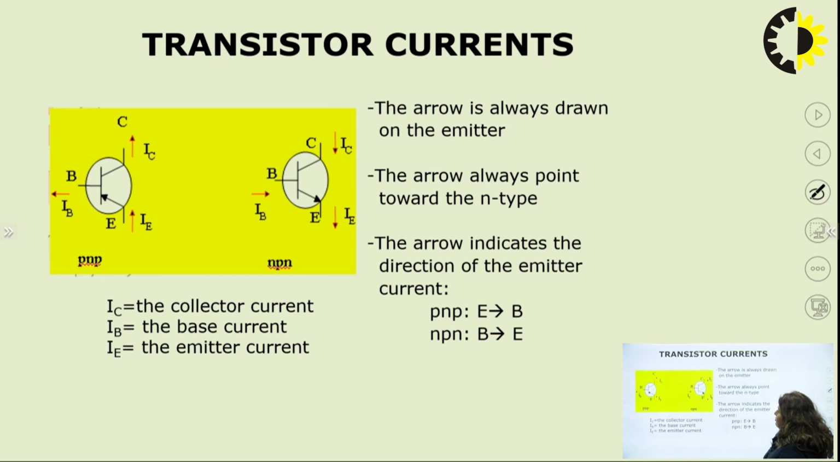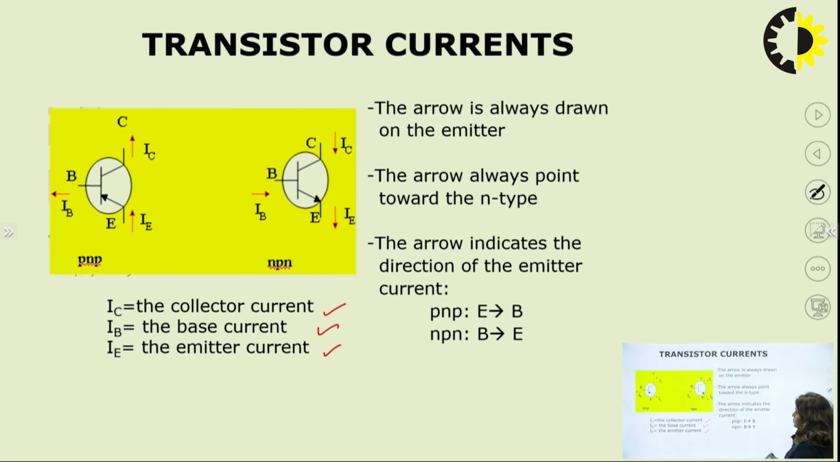So, we have to see whether the PNP or NPN type of transistor has a different current direction, from emitter to base or from base to emitter side. Now we are looking into the transistor currents. We have three different currents here. The first one is the collector current, the second one is the base current, and the third one is the emitter current.